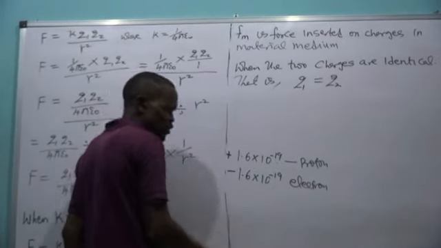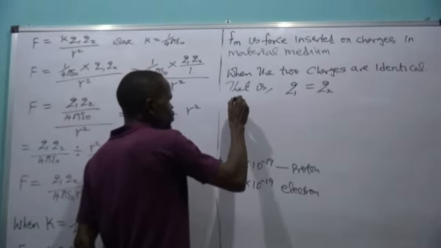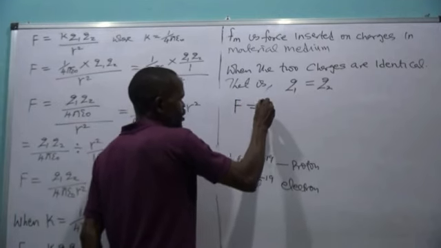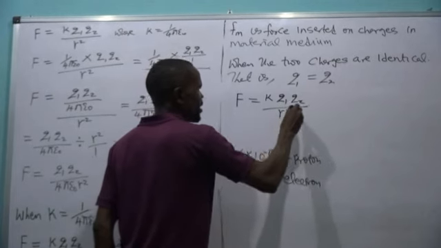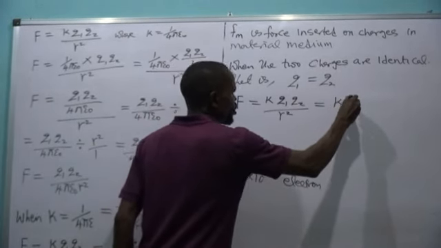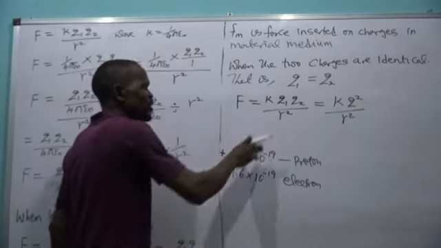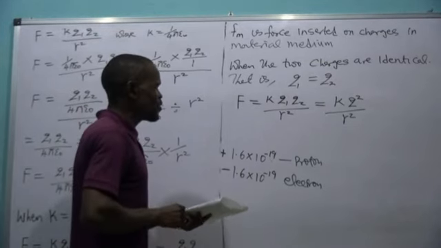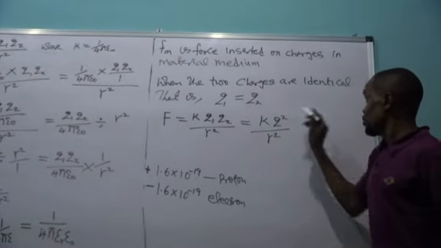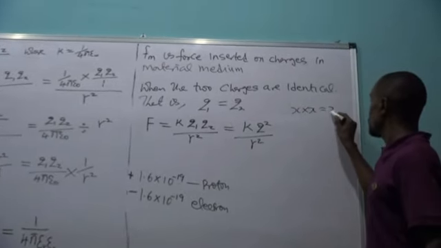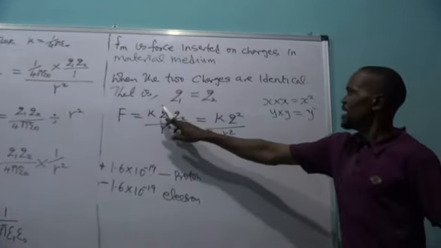So when they are identical, what happens? We can now say that F equals to what? K Q1 Q2 all over R squared will become what? K Q squared all over what? R squared. They are identical. It simply means they are the same, which is like X times X will give you what? X squared. Or Y times Y will give you Y squared. This man and this man are identical.